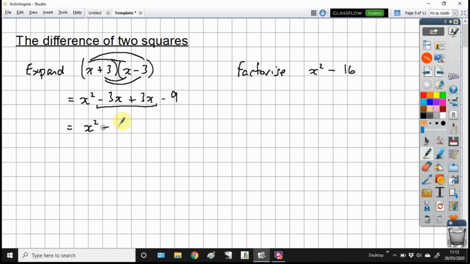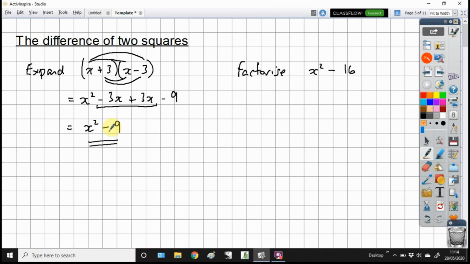Which perhaps I'll write like this. The point is that the negative 3x and the positive 3x cancel each other out to leave 0x, which we don't need to write. Now, this happens every time you have this structure of two brackets that are pretty much identical, except that one of them contains a plus, one of them contains a minus. This is known as the difference of two squares because it produces the square of x, the square of 3, and the difference between them, the difference of two squares.